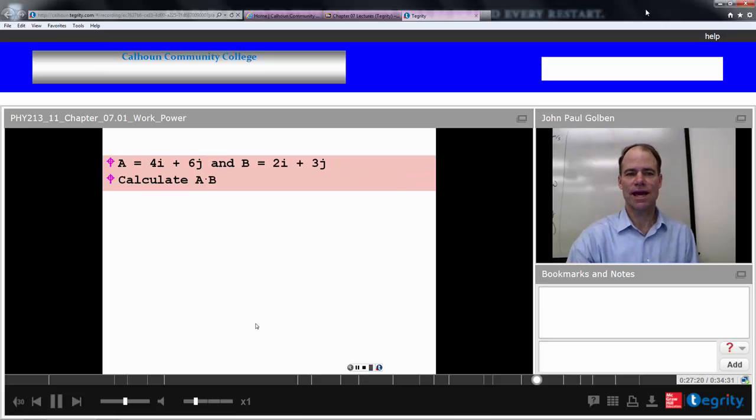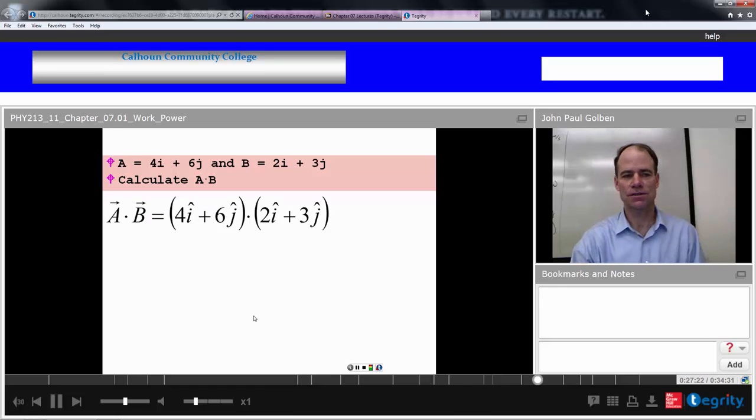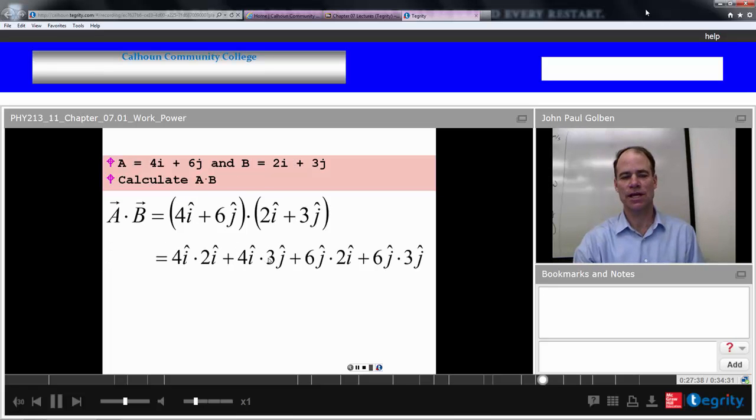Let's try this out. We have two vectors, A dotted with B, where A is 4i plus 6j, dot that with B, which is 2i plus 3j. What's the dot product? Well, the dot product is distributive, so we have 4i dot 2i and 4i dot 3j. And then we're also going to have 6j dot 2i plus 6j dot 3j. So we have all these terms here.